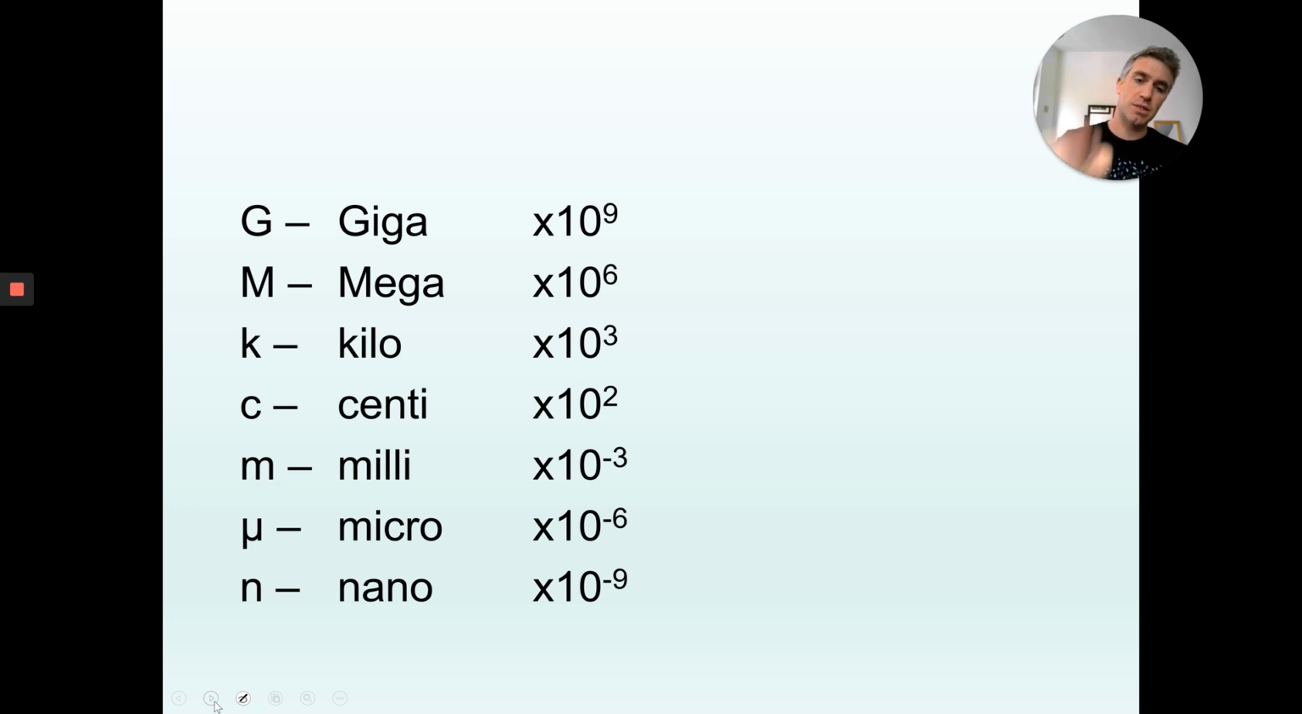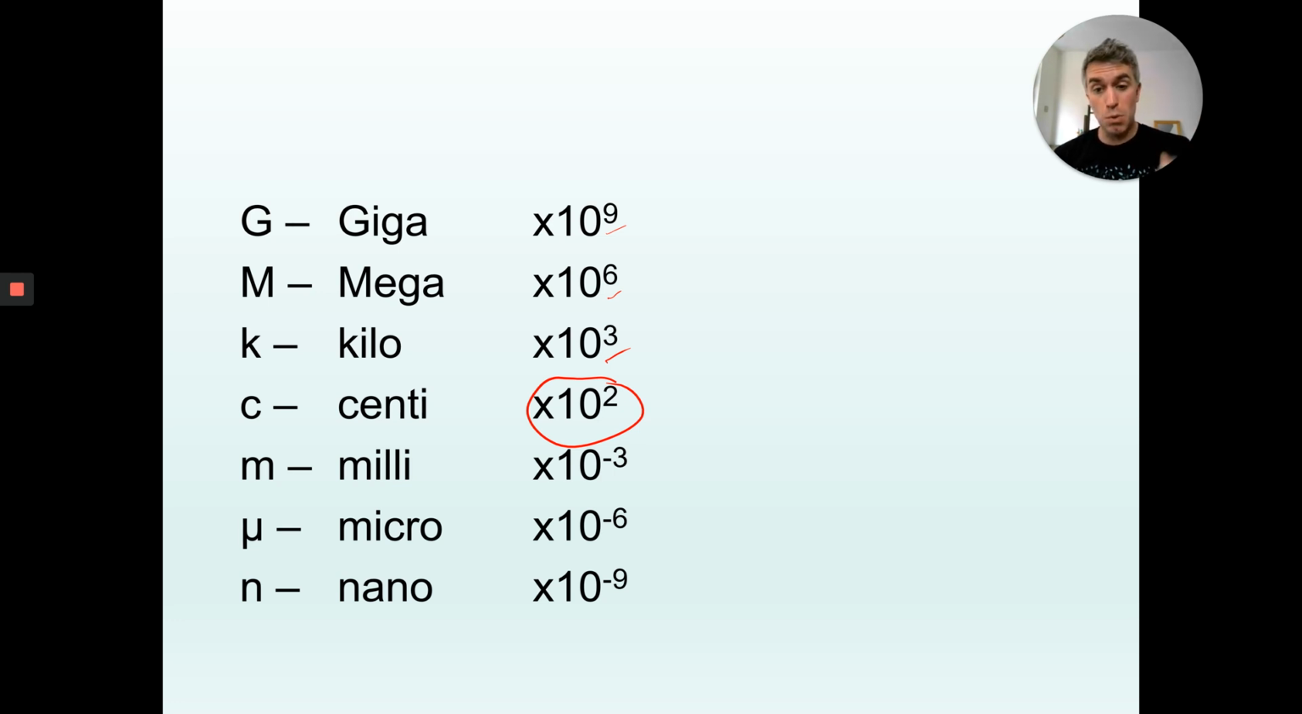Centi is a weird one because it doesn't fit the other ones. Look, they go 9, 6, 3. So they're going down in 3s. Centi doesn't fit the pattern because it drops down 1. But it's a common one, so I thought I'd put it in. Centi is to the 2. Then we go down to the negatives.